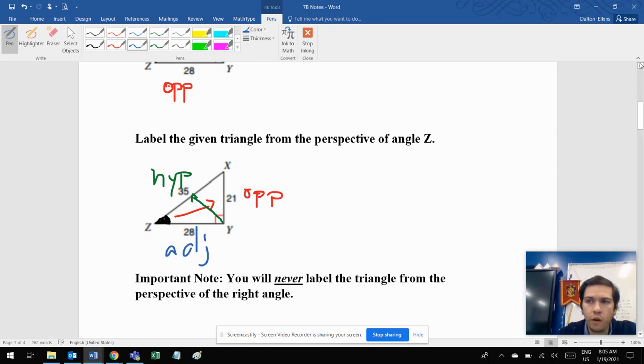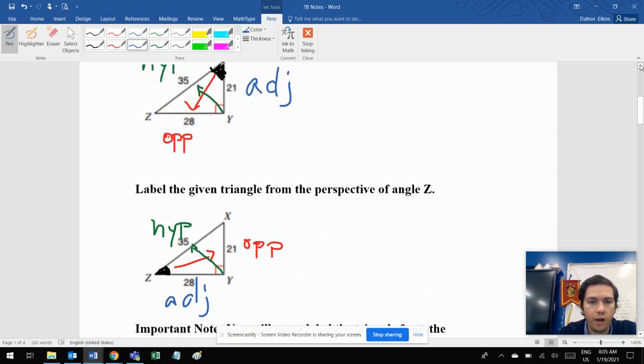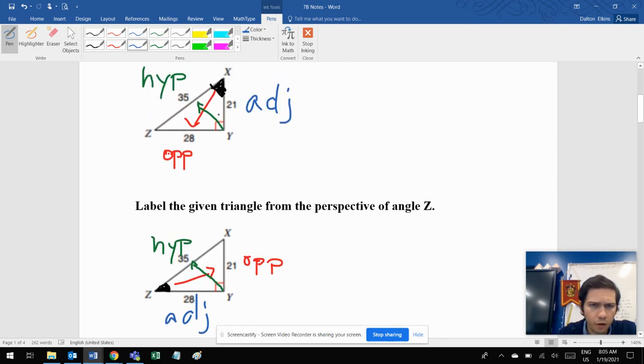So depending on what angle you are looking at, the top triangle over here is looking at it from angle X. The adjacent side is the 21 and the opposite is the 28. Those trade when you're looking at it from angle Z. So perspective is everything, right? You may look at this 21 and say it's opposite if you're coming at it from the Z point of view, but you may look at this 21 side and say, well, no, that's the adjacent if you're looking at it from the X point of view.